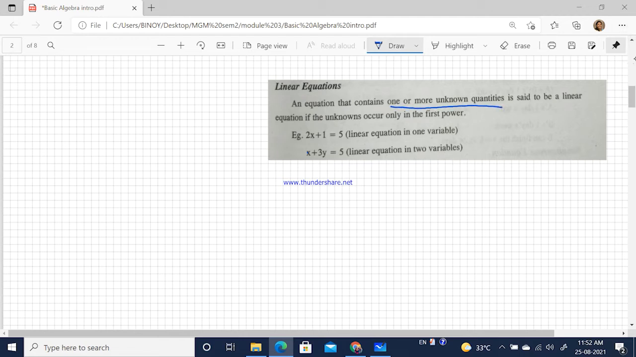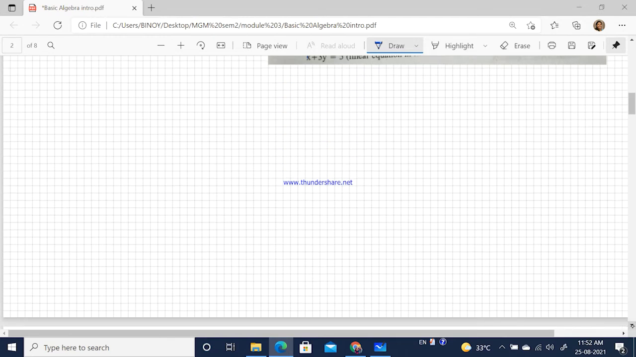Whereas an equation is the statement of equality which involves one or more unknown quantities. So these are the two definitions we are focusing on.